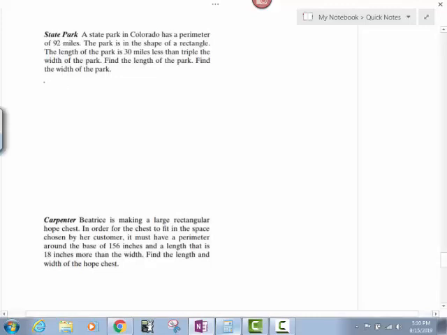Okay, so two things, right? The length and the width. It says the length of the park is 30 miles less than triple the width. I don't know how wide it is. But 30 miles less than triple the width means we need to triple the width and subtract 30.